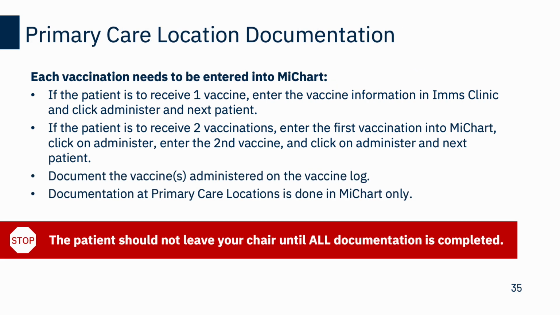Primary care location documentation. Each vaccination needs to be entered into MyChart. If the patient is to receive one vaccine, enter the vaccine information in IMS Clinic, then click Administer and Next Patient. If the patient is to receive 2 vaccinations, enter the first vaccination into MyChart and click on Administer. Then enter the second vaccine, click on Administer and Next Patient. Document the vaccines administered on the vaccine log. Documentation at primary care locations is done in MyChart only. Please remember, the patient should not leave your chair until all documentation is completed.